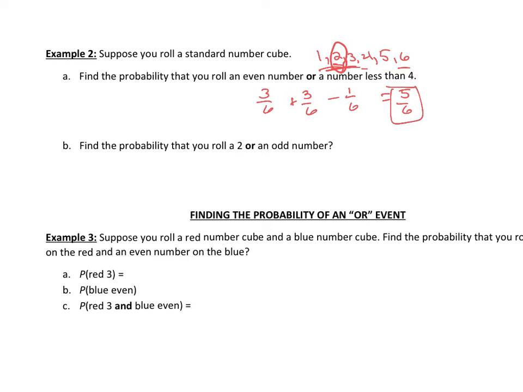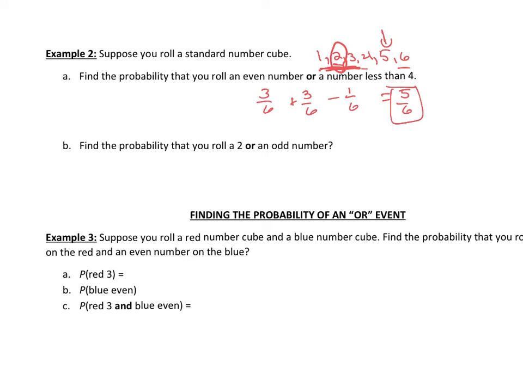The other way to get this answer is if you think about it with all of them, saying even or less than 4. Well, less than 4 would be 1, 2, 3, plus your 4 and 6. The only one that would not work would be 5. So we could also derive that without having to add up these fractions.